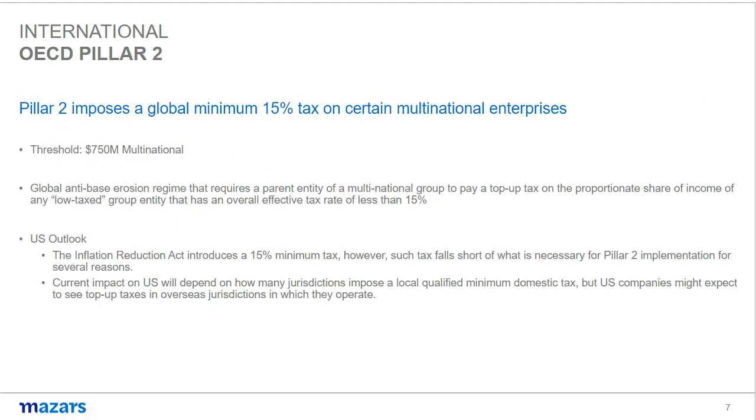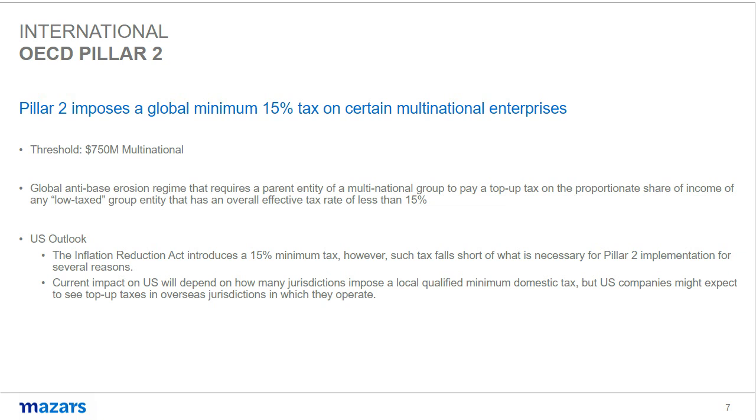And Pillar 2, this is much broader in scope. Pillar 2 is going to apply a global minimum tax of 15% on multinational enterprises with revenues of at least 750 million euro. Essentially, the framework requires in-scope multinationals to determine the effective tax rate on a constituent entity by entity basis. And then if the group has any entities that are subject to effective tax at less than 15%, you calculate a top-up tax, which is then imposed on the parent entity.